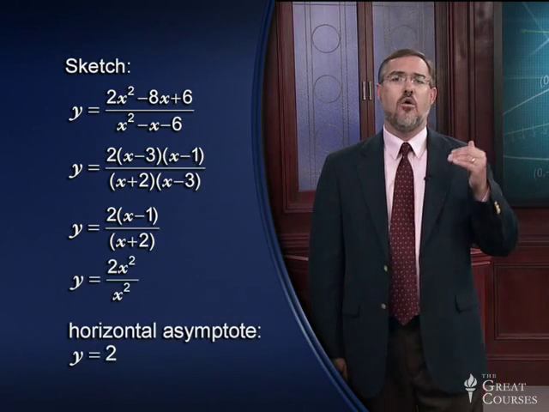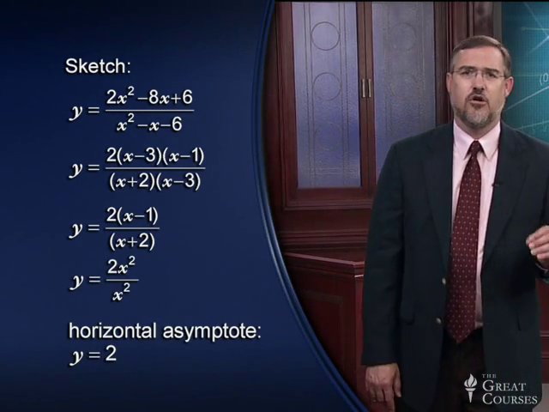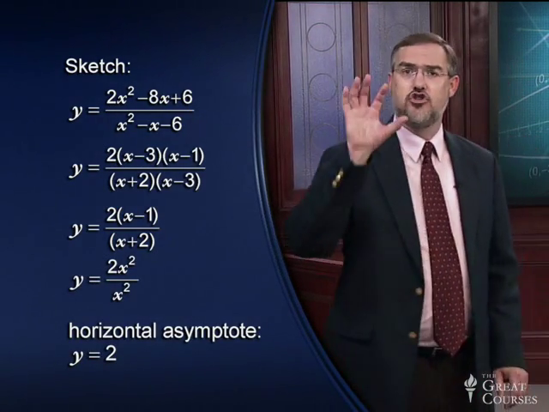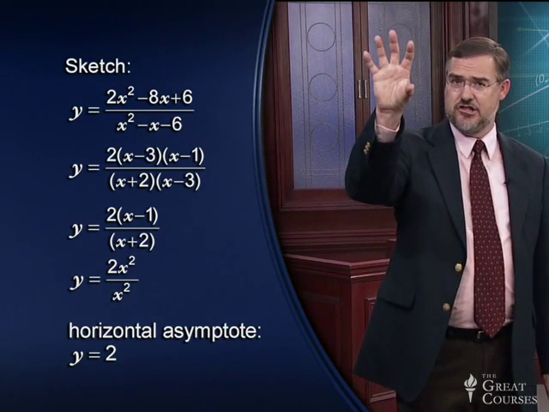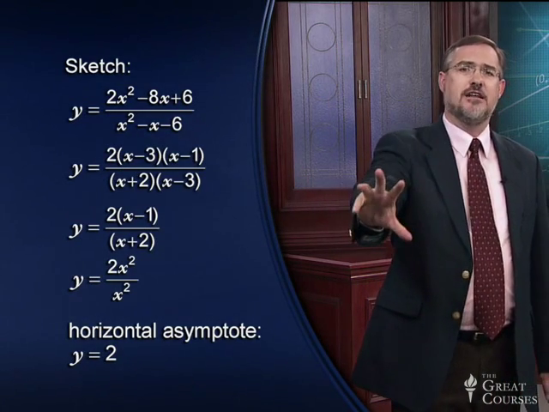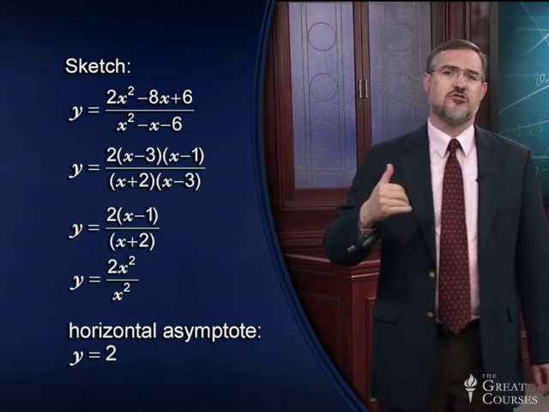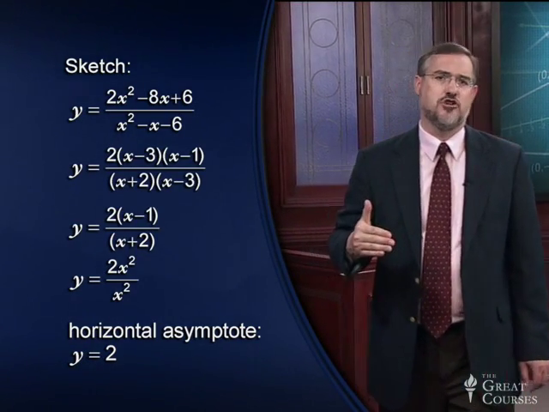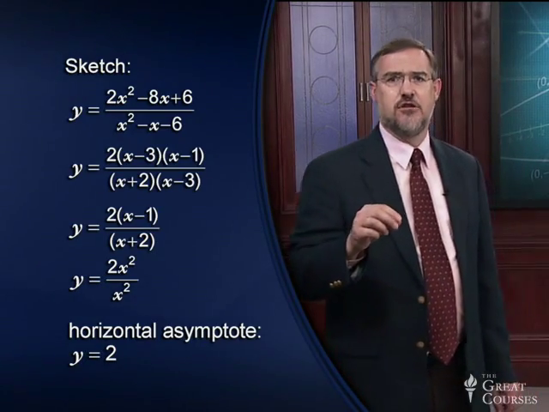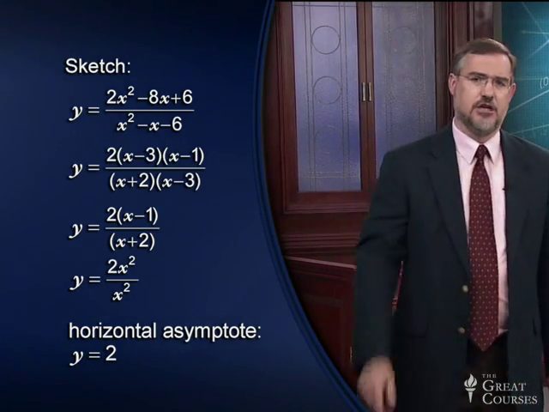And the horizontal asymptote here is going to be found by keeping the 2x squared on the top, that's the dominant term on top, divided by the x squared on the bottom, that's the dominant term. And of course the x squareds will cancel in that ratio, and you'll just have 2. So the horizontal asymptote is at y equals 2.